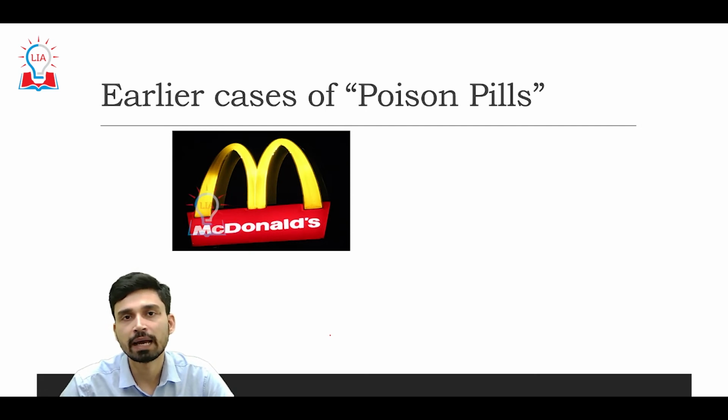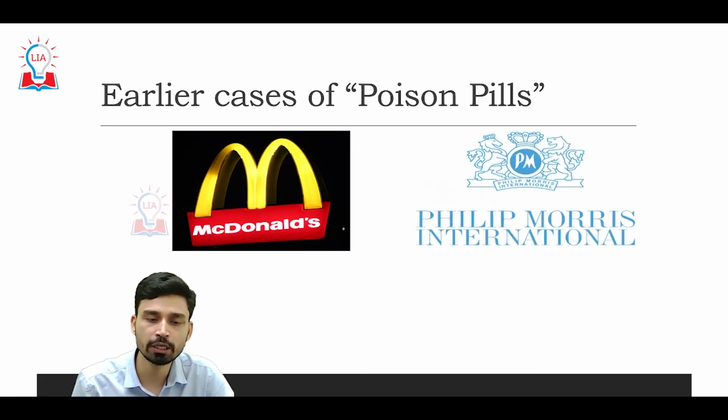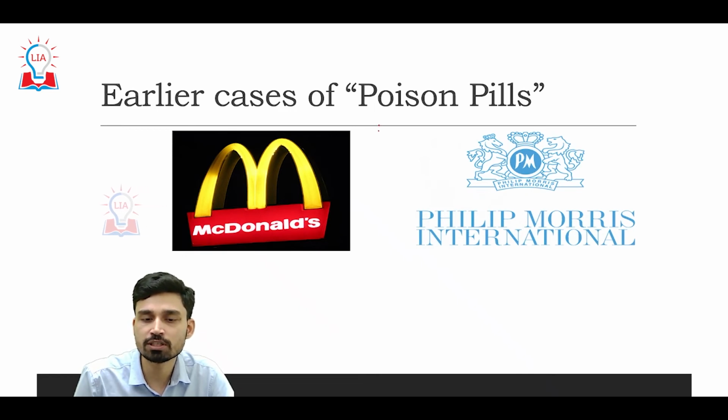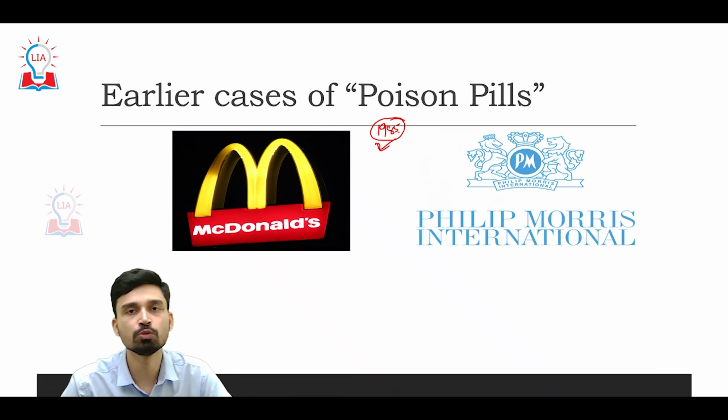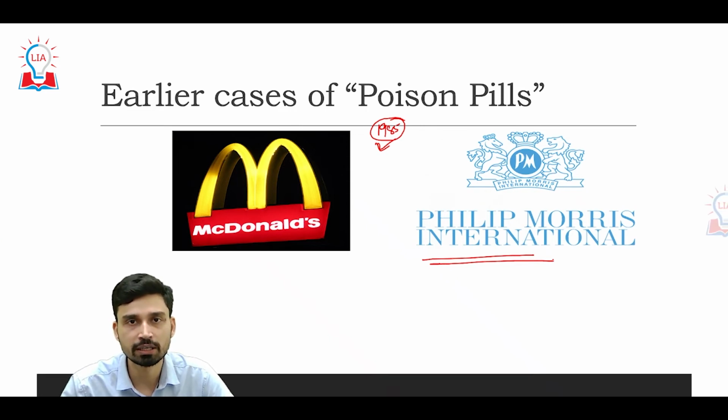Now, have there been any earlier cases of poison pills? There have been several cases. The important ones we are going to discuss here. The first important case of the use of poison pill strategies was by McDonald's in 1985 against the hostile takeover by Philip Morris International.